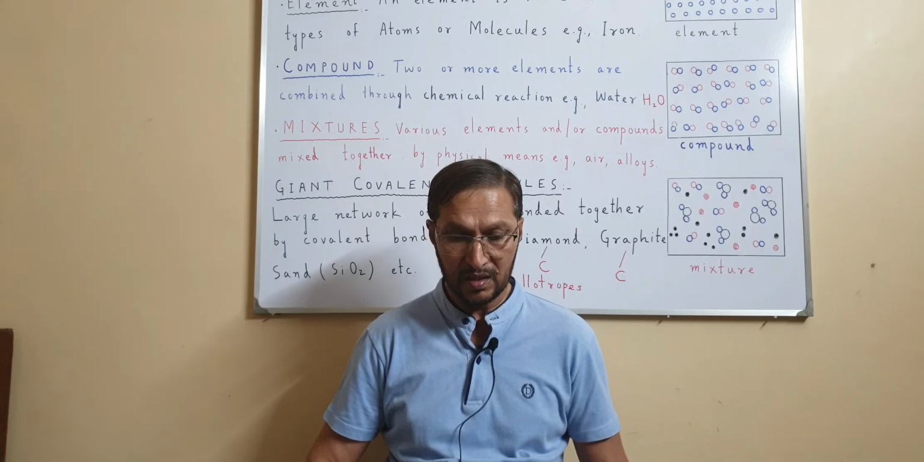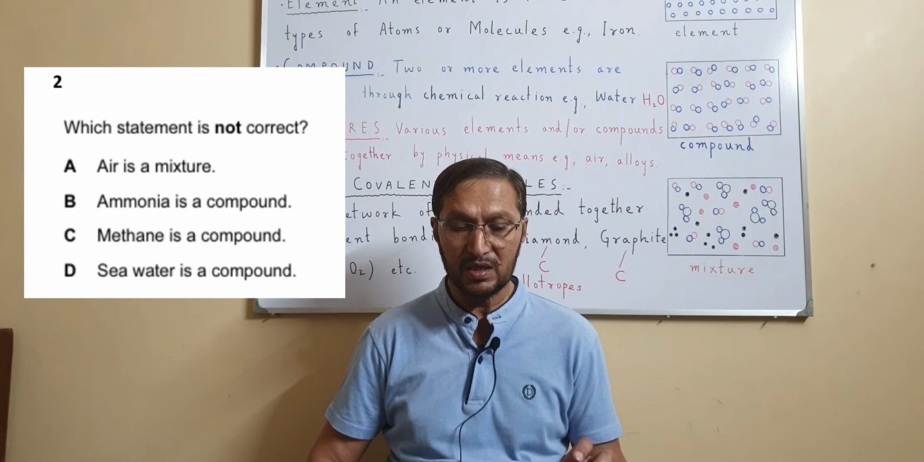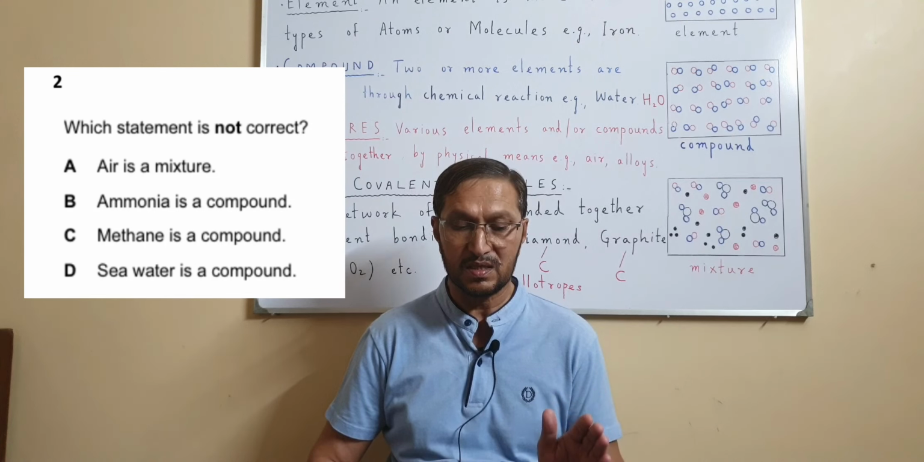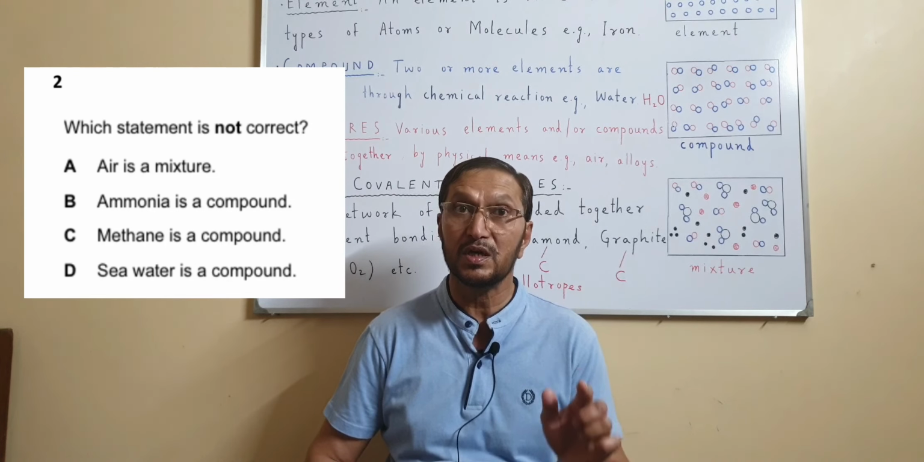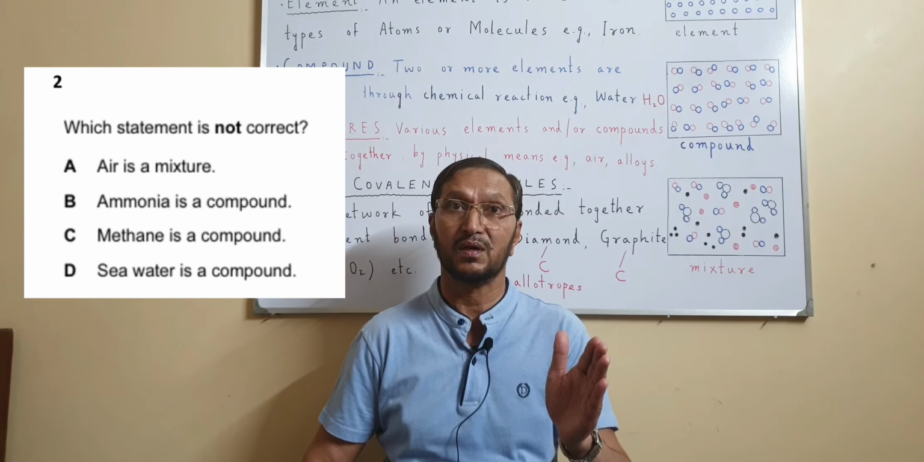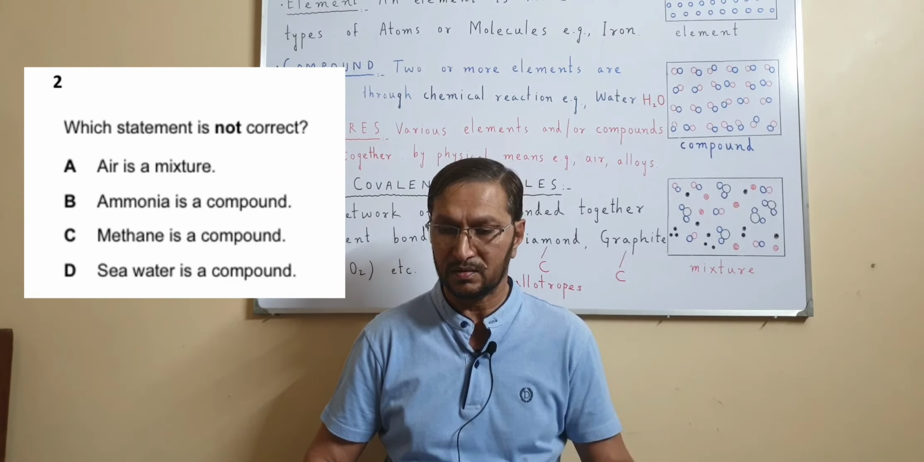Next question: which statement is not correct? Air is a mixture, ammonia is a compound, methane is a compound, or seawater is a compound? So the answer is seawater is a compound. It is wrong. Seawater is a mixture. All the other statements are correct, but option D is wrong.